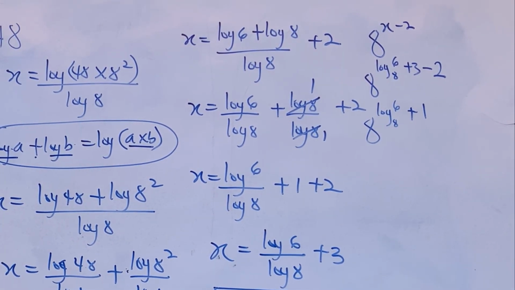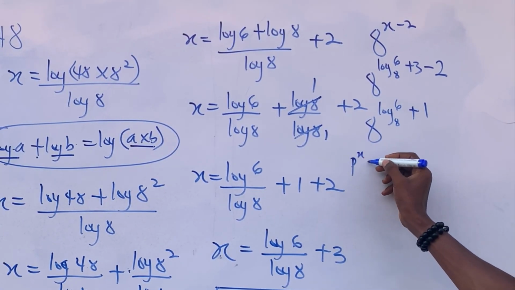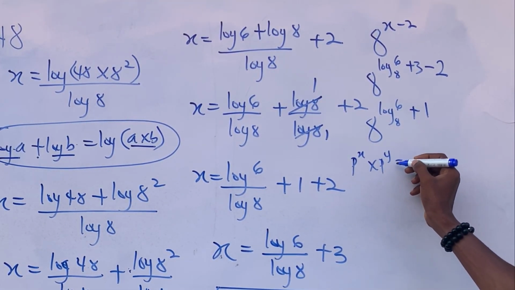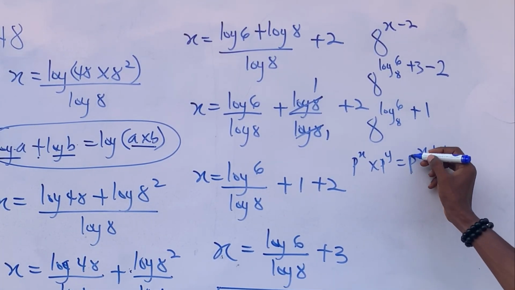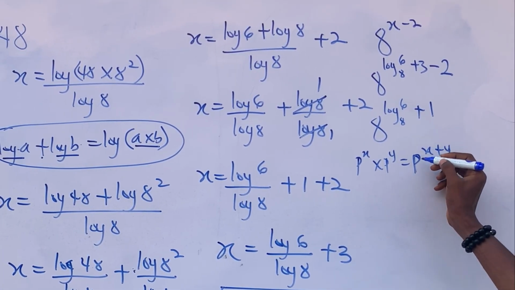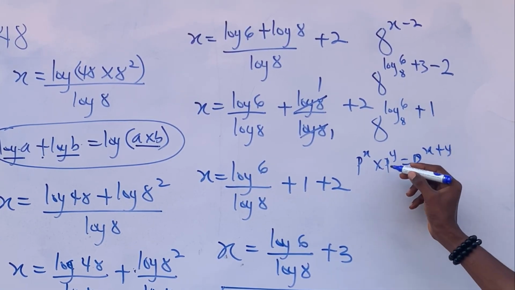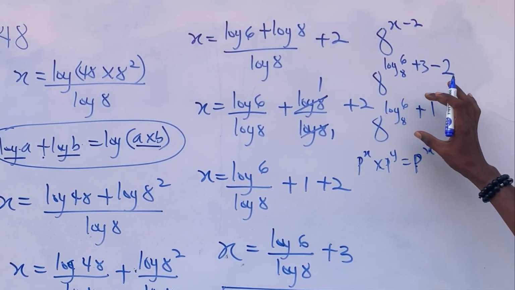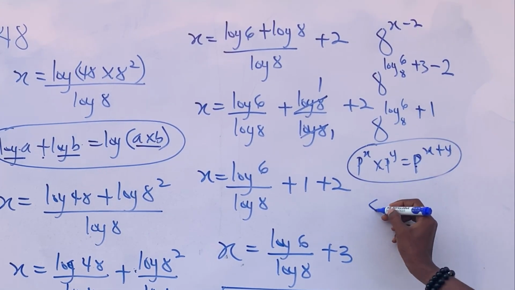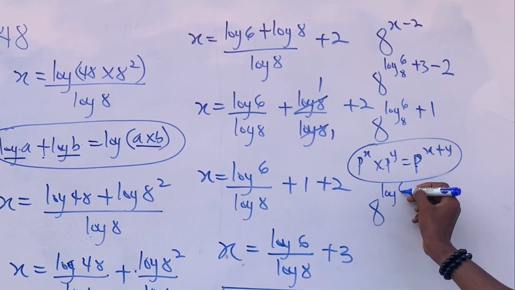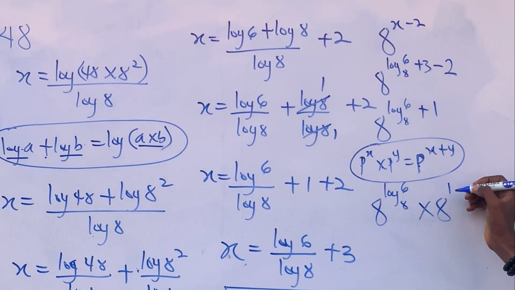And remember the first law of indices, that if you have, let's say, p raised to the power x multiplied by p raised to the power y, it will give you p to the power x plus y. So if you have p having x plus y, you can split it into p raised to the power x multiplied by p raised to the power y. So let's do that here. This will give us 8 raised to the power log 6 base 8 multiplied by 8 raised to the power, the other side, 1.